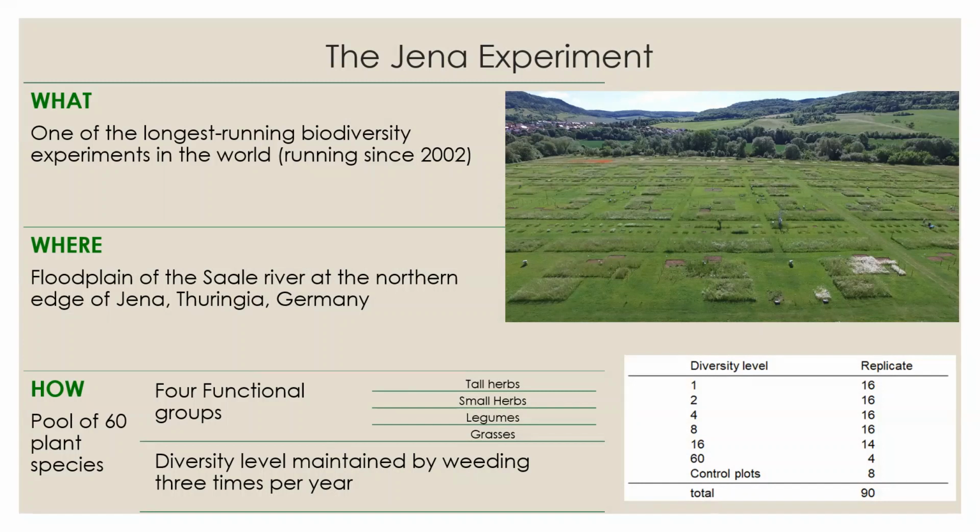It consists of a pool of 60 plant species represented by 4 functional groups: tall herbs, small herbs, legumes, and grasses, which were initially sown in different diversity and functional group combinations across the plots, ranging from monoculture level to 60 species level. The diversity level in the plots is maintained by weeding 3 times per year.